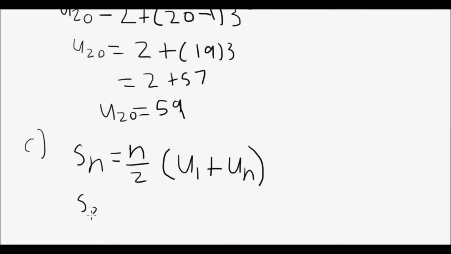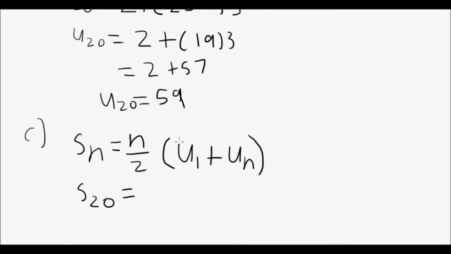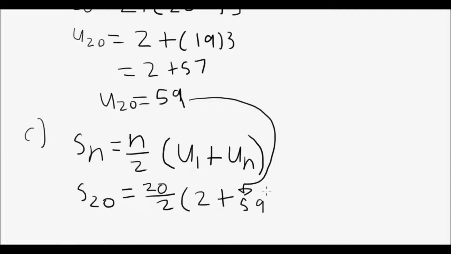Alright, in this case we're finding S of 20, and we'll go about it just like we solved all the other problems. We're gonna substitute the unknown variables and then simplify the expression so we get one single number to find out the answer. So in this case, n is equal to 20 over 2 times the first term, which is 2, plus u of 20. And in this case, we already calculated what u of 20 is. So we're going to bring that right in here, plus 59. There we go.